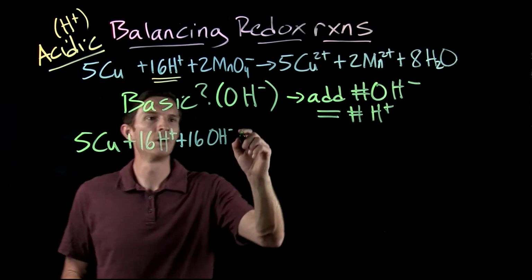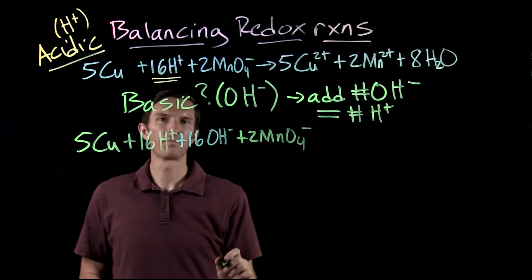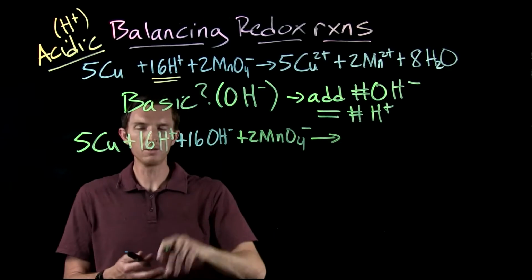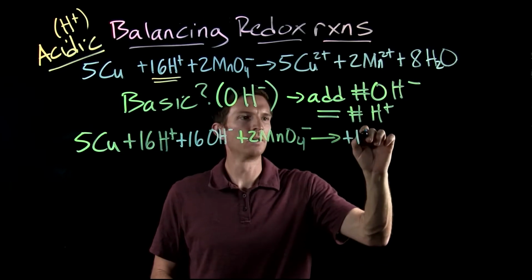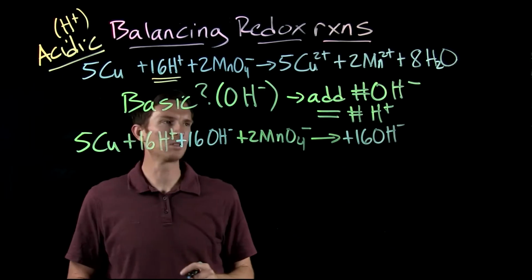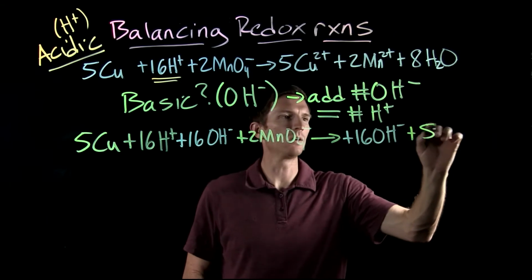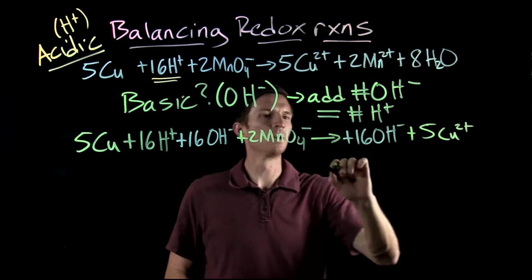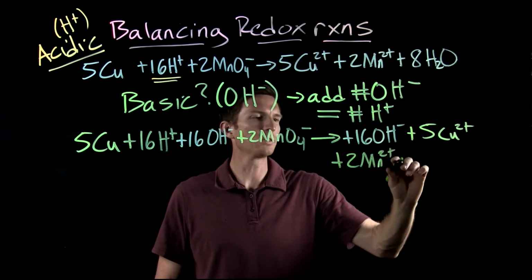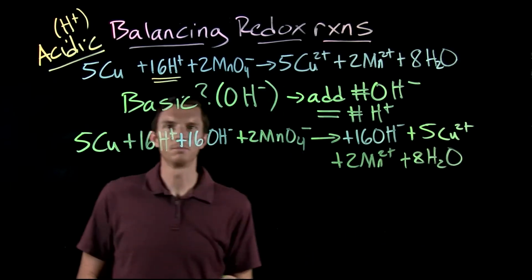Okay, and then we still have our 2 permanganate ions. Okay, this is going to yield, I'm going to add in those 16 H+ that we added. Our OH- ions for the 16 H+ that we had, and then I'm going to go ahead and fill in the rest of what we originally had there. So 5 Cu2+ plus our 2 manganese 2+ ions and those 8 water molecules.